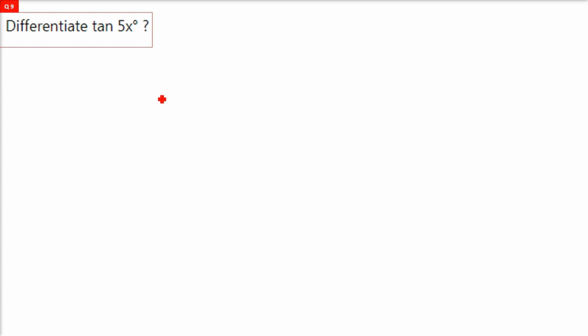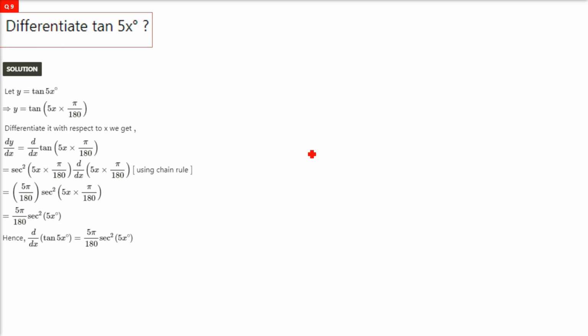Differentiate tan 5x degree. Same thing you have to do. You cannot differentiate when it is in degree. You need to convert the degree into radian first. Then you can differentiate, and the final answer will not be in radian. Please remember. So this is tan 5x times pi by 180, you have to convert.